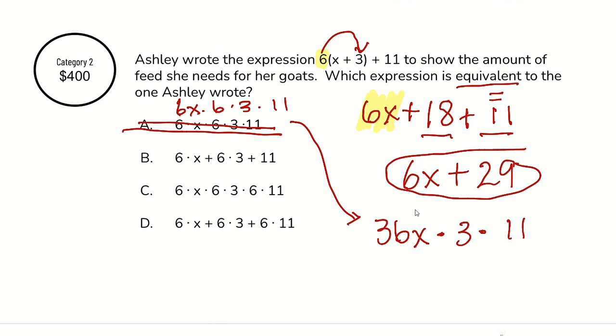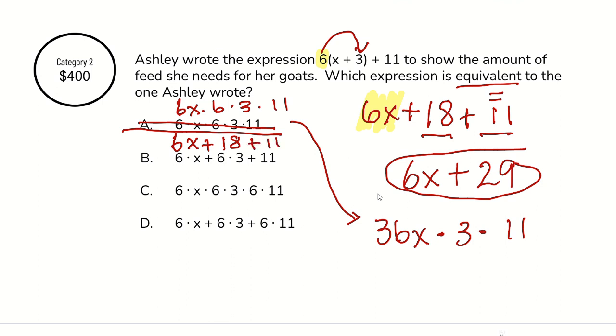Okay, so this is good. 6 times x, so that's 6x. And notice we're multiplying first. We're not adding anything first. We've got to do the multiplication. Plus, again, we need to multiply first. 6 times 3 is 18.